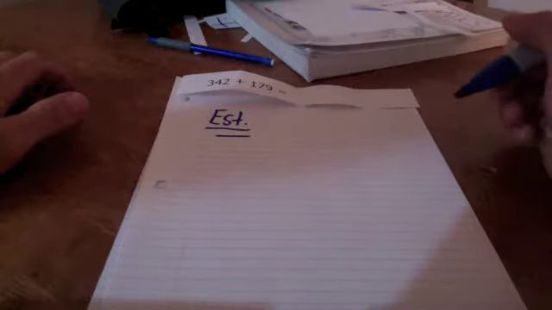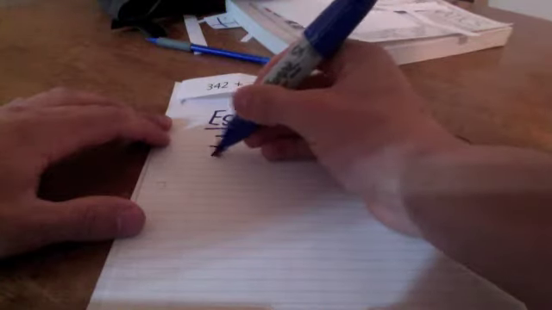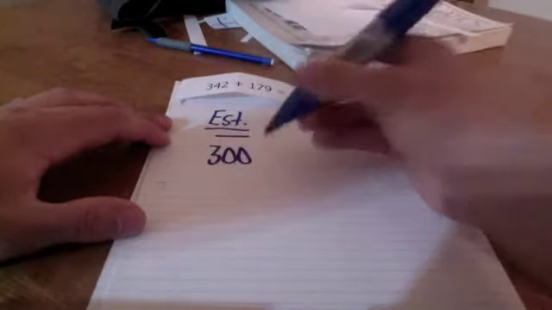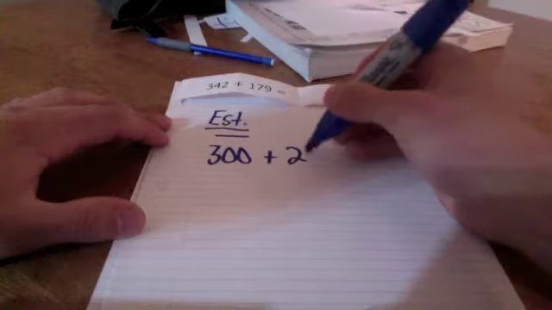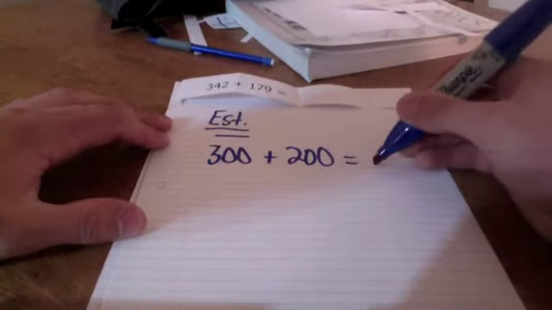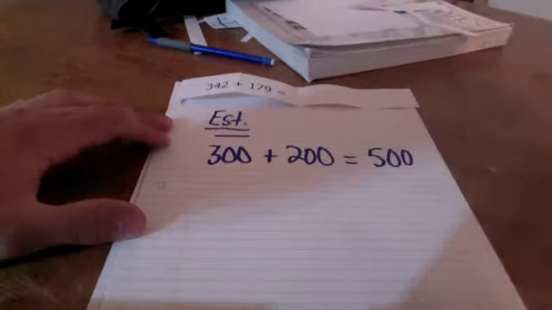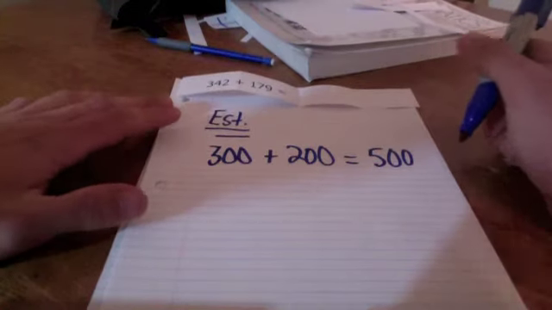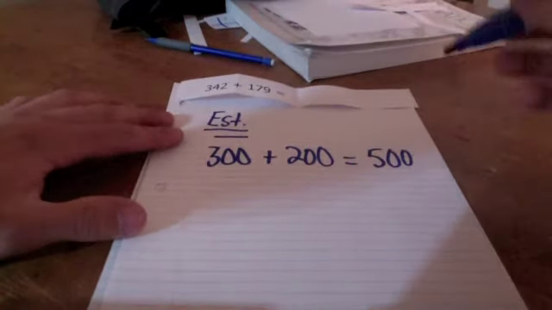When estimating, remember that it doesn't need to be specific. Estimate with whatever you feel comfortable with because it's just to get you in the right ballpark. So we could even round to the nearest 100 with this one. 342 rounds down to 300, and 179 rounds up to 200. That gives us an easy estimate of 500, which is a fine estimate. It's comfortable and it sets you up pretty well for when you do the problem.